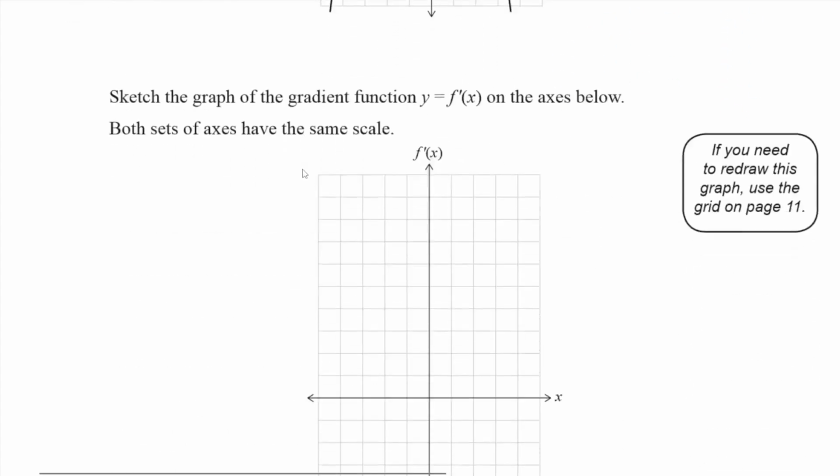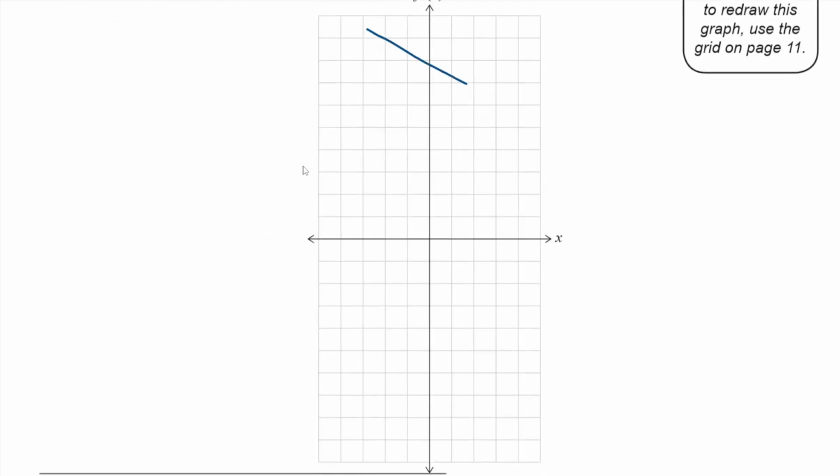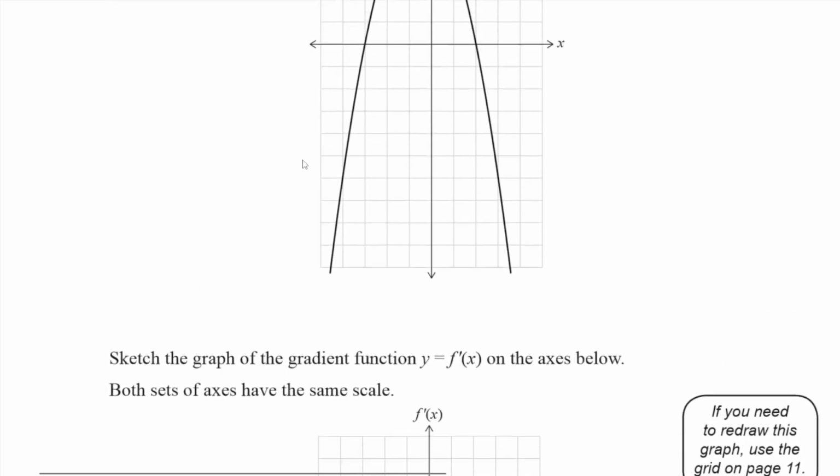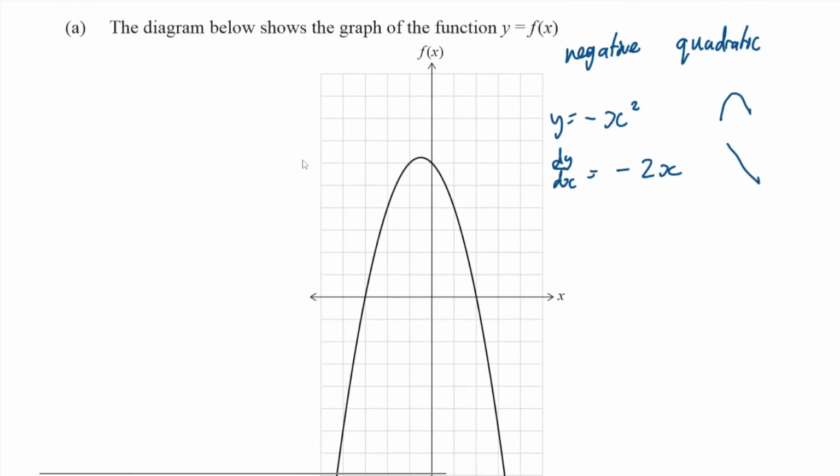So if we go to our grid, can we draw just any negative line? No. Absolutely not. That's a good place to start, if you have to guess, sure. But we need to identify some key points on that line. So let's have a look at the function and consider the gradient of this function.